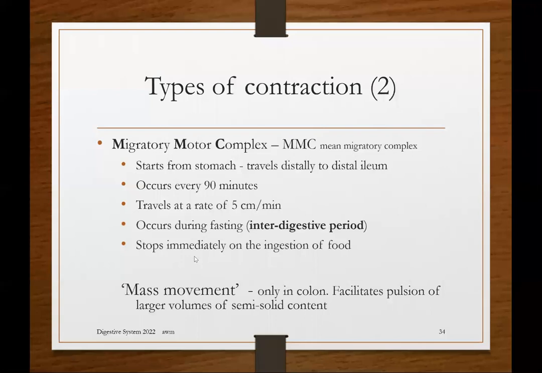What is important about this migratory motor complex is that it only occurs in between the periods of eating. That's why it's called the interdigestive period. So let's say you've eaten breakfast at 6 and you're going to eat again at 1. In between, from around 8 o'clock to 12:30 or until you start eating, you can have a ring of contraction that occurs every 90 minutes.